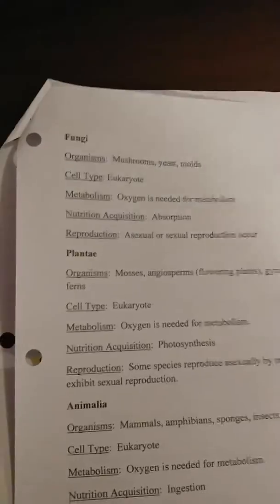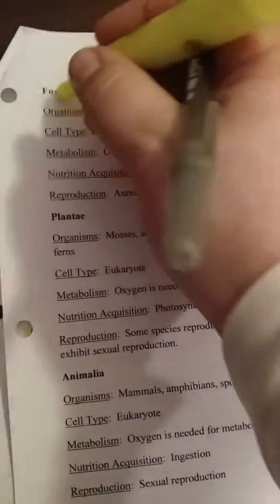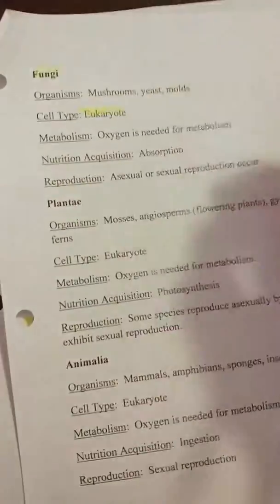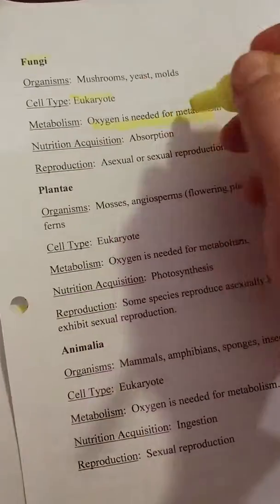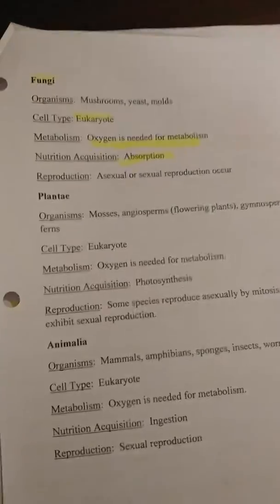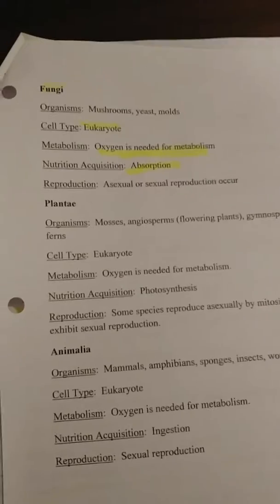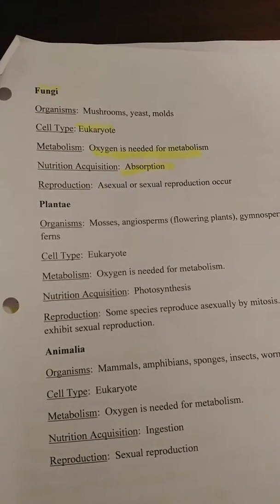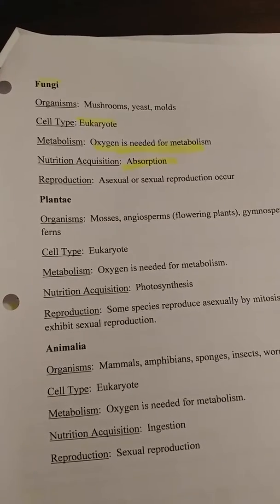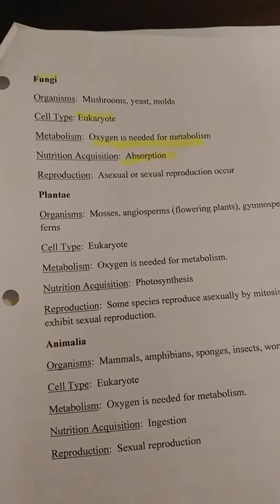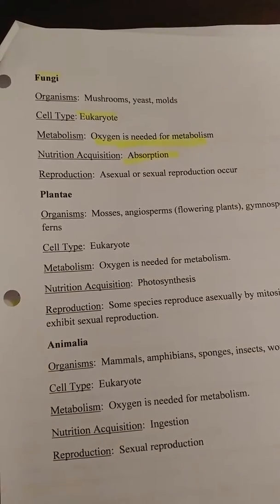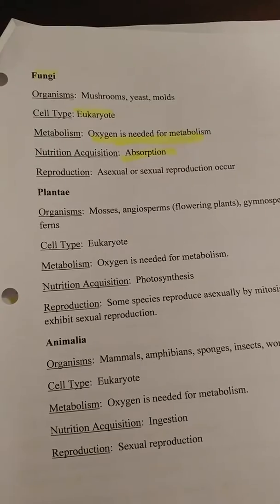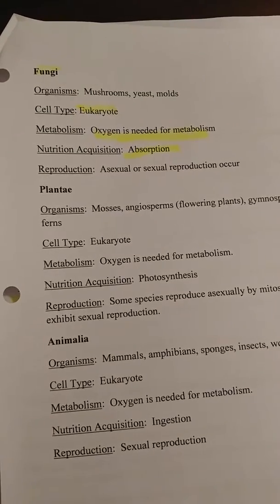These are our mushrooms, our yeast, our molds. They're also eukaryotic. Oxygen is needed for metabolism, and absorption is the only way it can take in food. Fungi are not plants. They do not have roots. They have what they call mycelia. And so as a result, this mycelia will actually absorb things that it needs. And what's absorbing is the living or dead things that it's living on. It takes the nutrients from there.